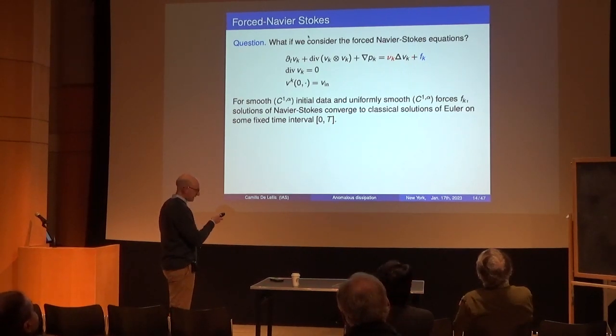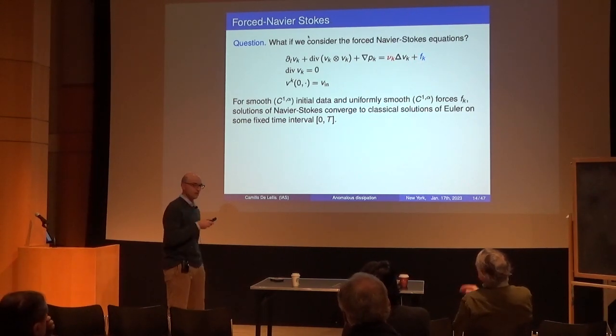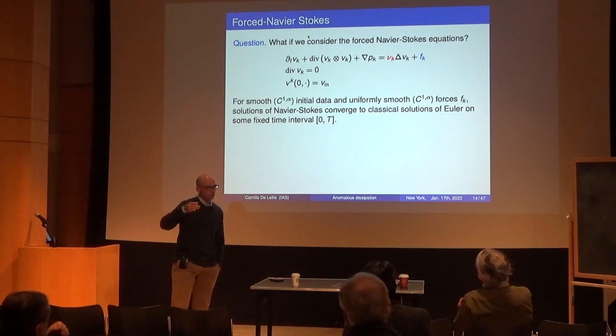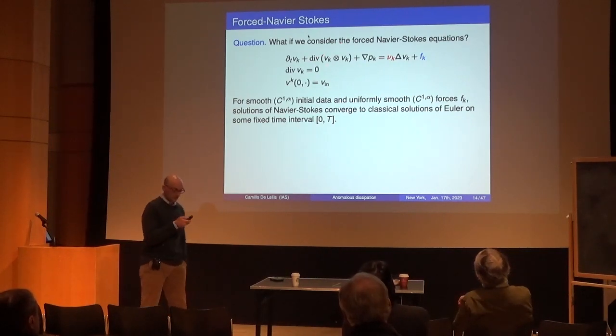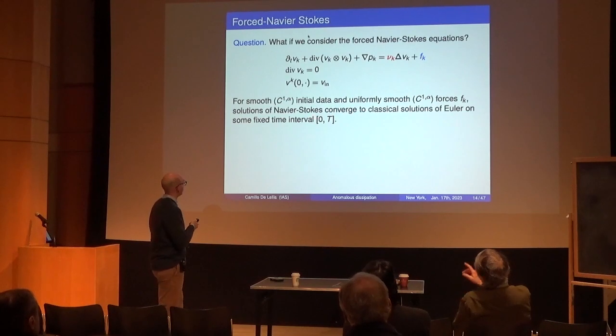Now, you are exactly in the same situation. So you are not allowed to put a lot of oscillation in the forcing term, but you're still asking if by putting a forcing term, you can find a dissipation which wouldn't be present if you drop the nonlinear term, okay? You face a very similar situation. So put a forcing term, yeah.